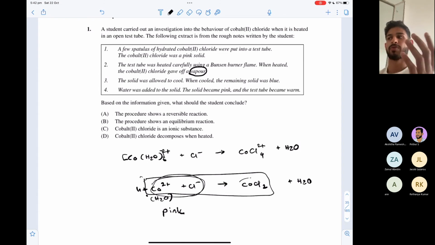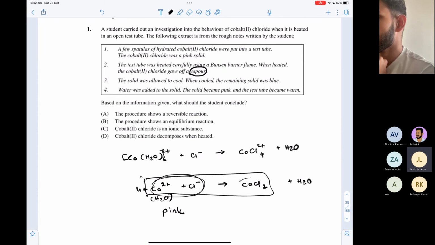But if we were doing, for example, the Haber process, where nitrogen gas combined with hydrogen gas to make ammonia, you can only do it in a closed system. Okay, good. So that was more a rule of thumb rather than a necessity. Good question. All right.